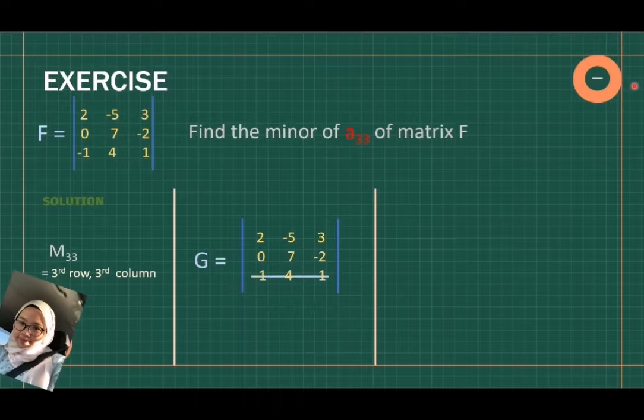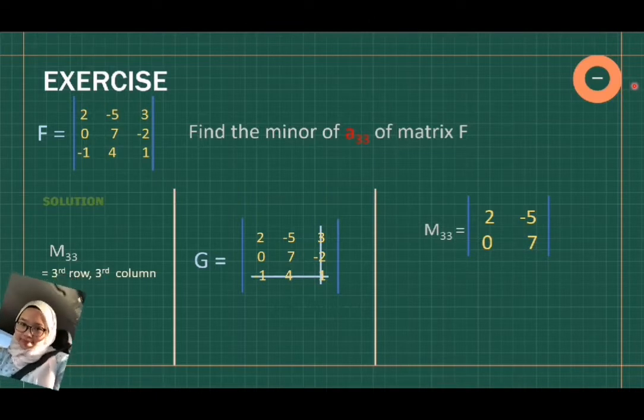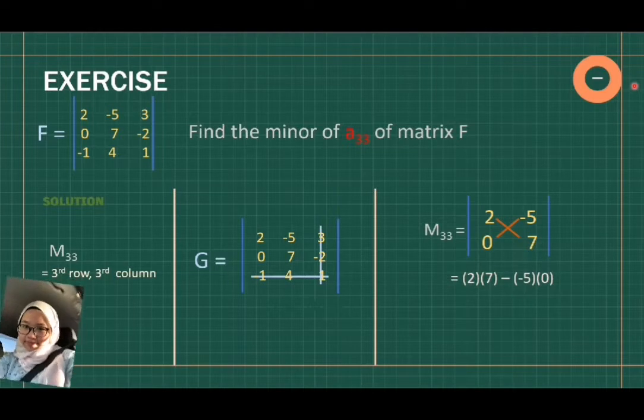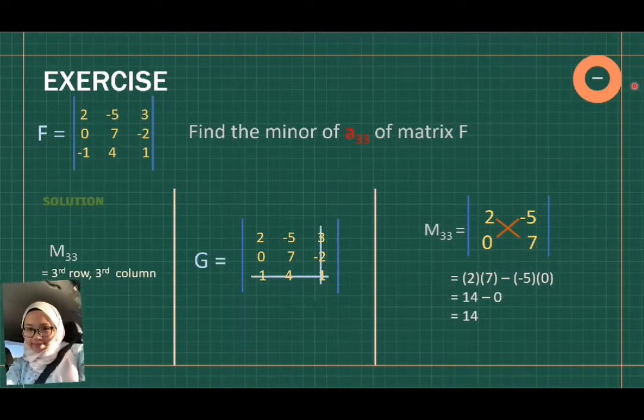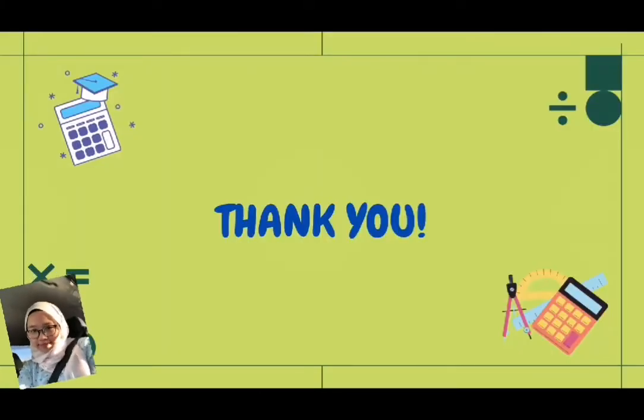Draw a line across the third row and the third column, and you are left with four numbers, that is 2, 0, -5 and 7. Do cross multiplication, so 2 times 7 minus -5 times 0, and your final answer will be 14, and that will be your minor. I hope what I've explained throughout this video helped you to improve your understanding of minor. That's it for this subtopic.